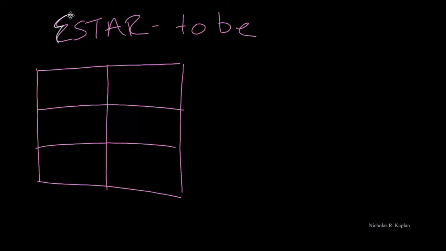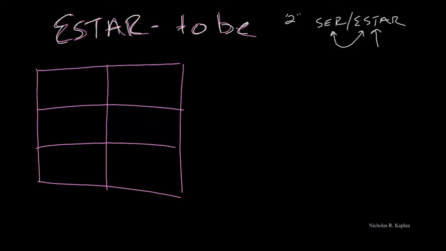Let's focus in on the verb estar. And estar is one of our two verbs that we have in Spanish, which mean to be. So we have ser and we have estar, and we use them each in specific instances. There's another video talking about the differences between the two. All we're going to talk about today is how to conjugate or how to form estar. To be, that's the definition or the infinitive, the translation of estar.